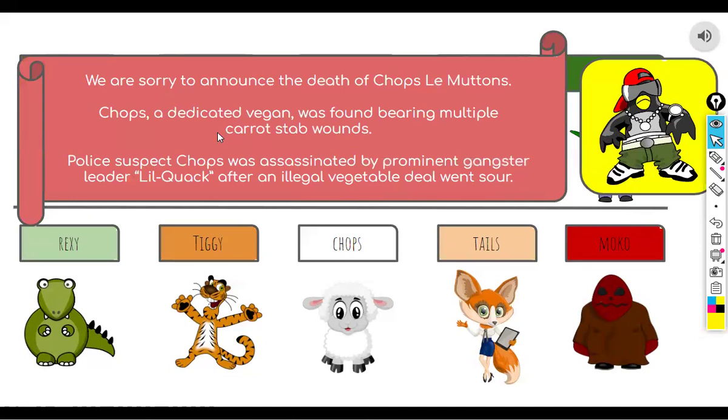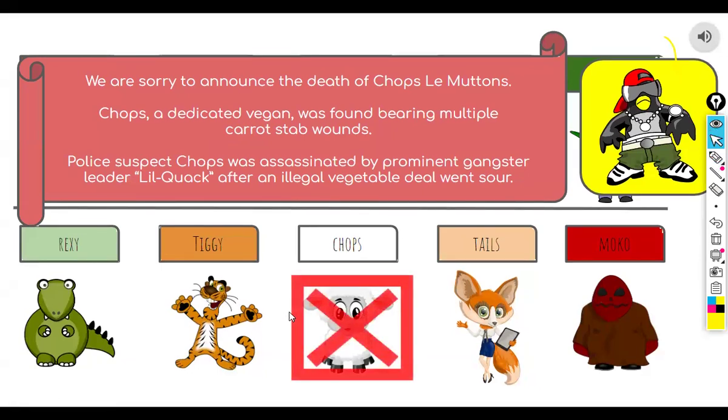So I guess Chops was from France. Chops, a dedicated vegan, was found bearing multiple carrot stab wounds. Police suspect Chops was assassinated by a prominent gangster called Lil Quack. Here we have a little picture of how Lil Quack looks after an illegal vegetable deal went sour. Bye-bye, Chops. See you in the afterlife.